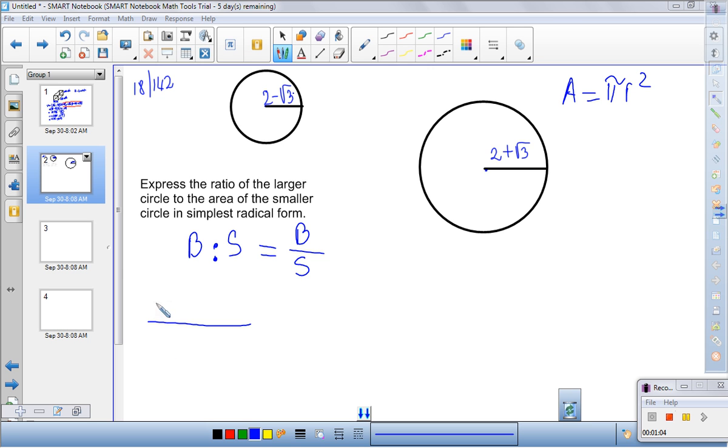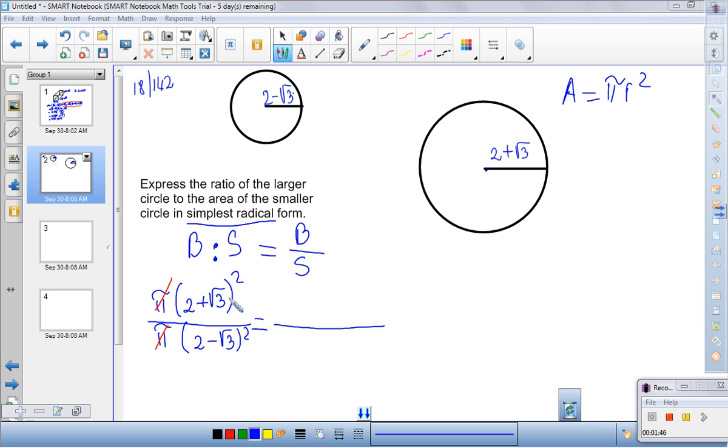For the bigger circle, we have pi, and the radius is 2 plus radical 3, squared. For the smaller circle, the area is pi, and the radius is 2 minus radical 3 squared. Well, we can notice that the two pi's can be reduced. Pi divided by pi is 1. And we can proceed with simplifying the expression because we do need to put it in simplest radical form.